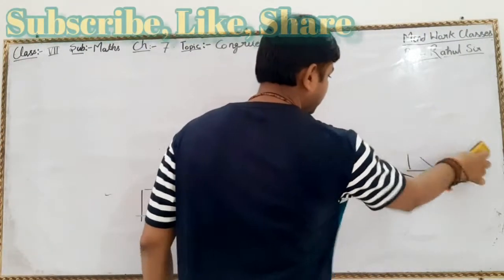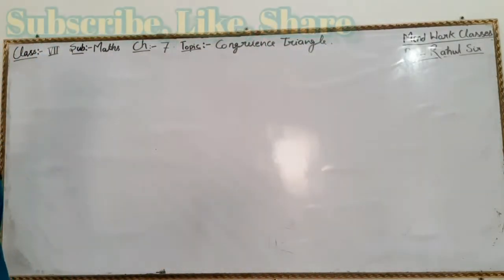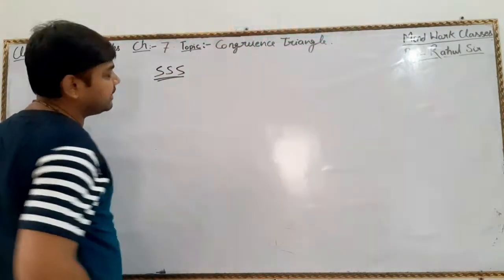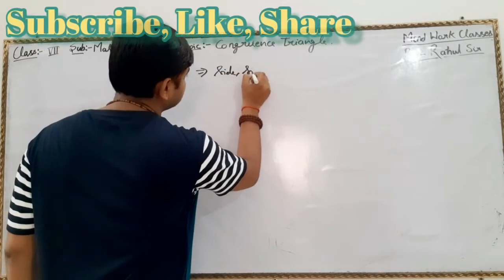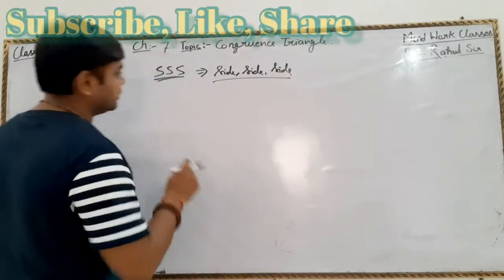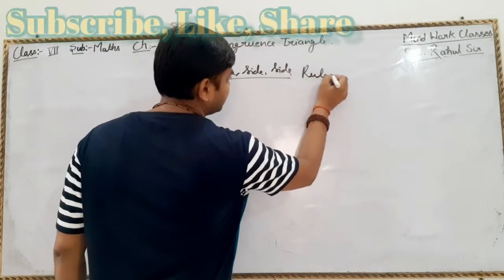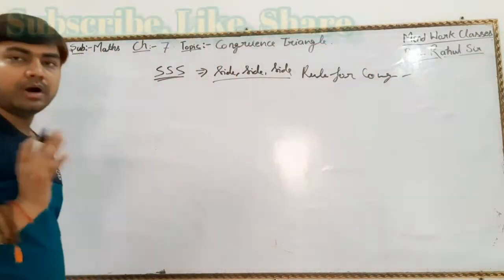First one is triple S. What do we understand by triple S? Side, side, side. This is the first rule. Triple S, the side-side-side rule for congruency.